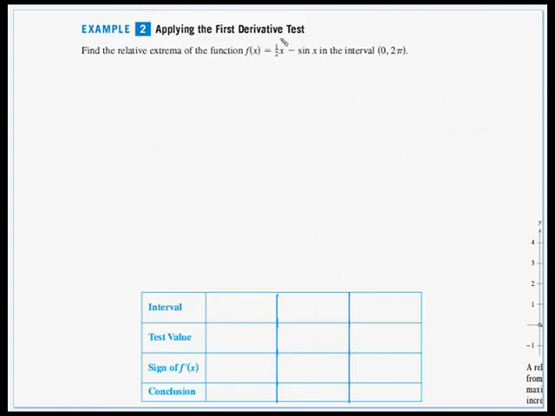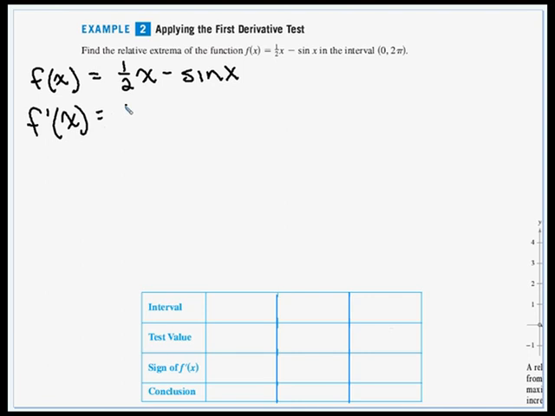Here in example 2, we're going to apply this first derivative test. The directions say find the relative extrema of this function. F of x is a half x minus sine x across an interval from 0 to 2 pi. So the first thing we're going to do is take our derivative and set that equal to 0. So we have our function f of x is 1/2 x minus sine x. To find the derivative f prime, the derivative of a half x is just a half. The derivative of sine is cosine.